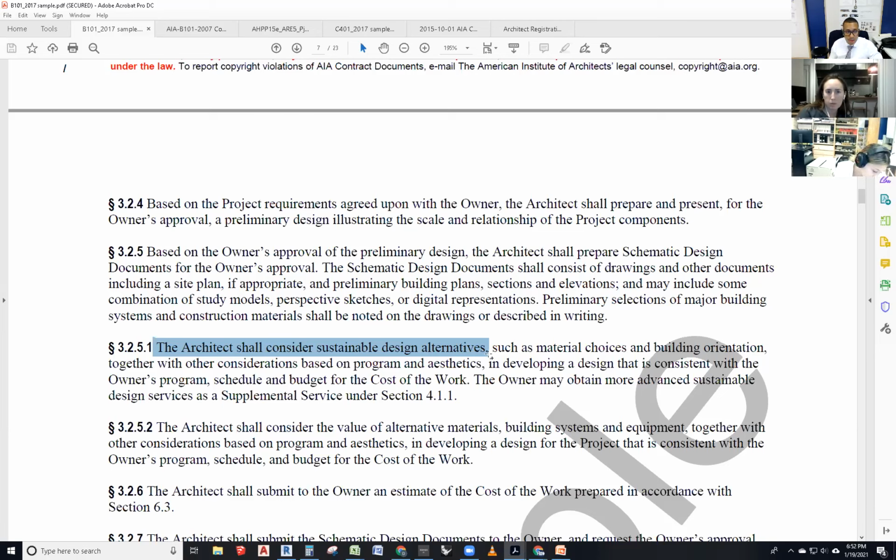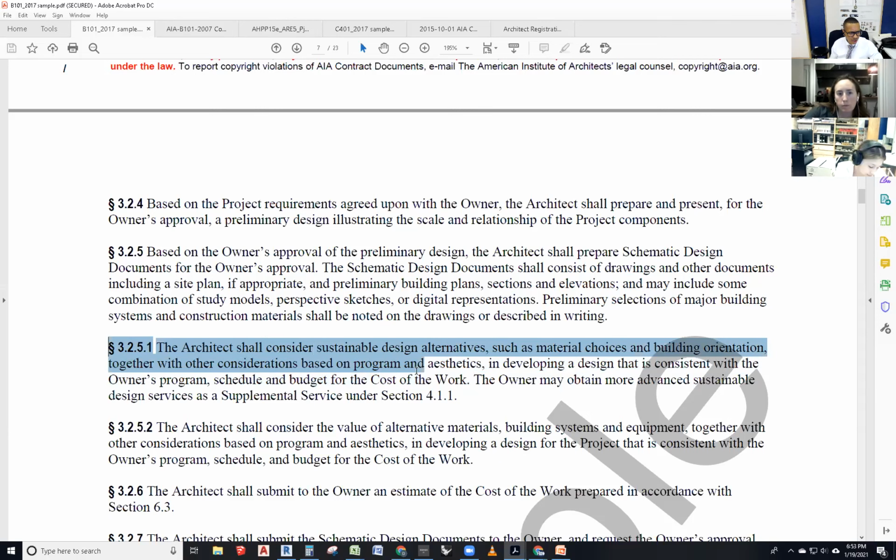So I'm gonna tell you about it right now. Things such as material choices and building orientation, together with other considerations based on program and aesthetics, in developing a design that is consistent with the owner's program, schedule, and budget for the cost of the work.